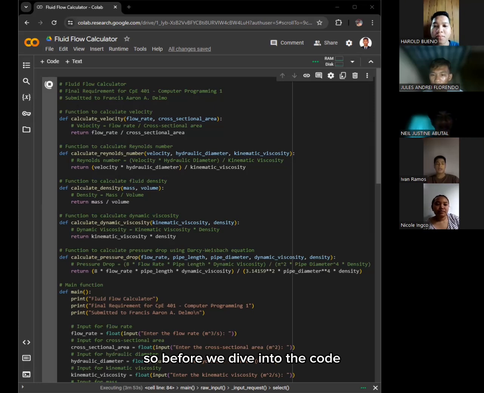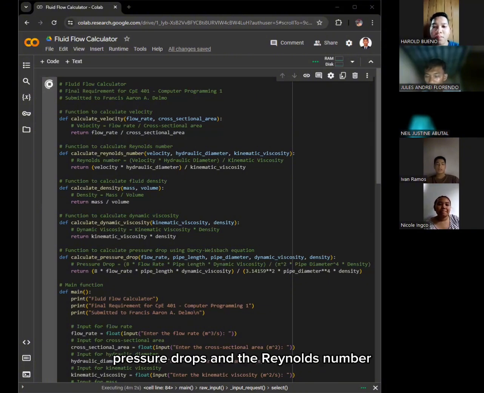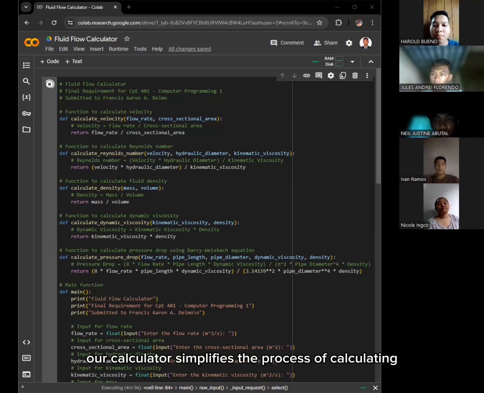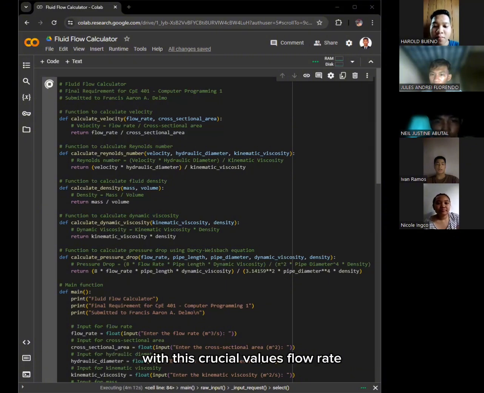Before we dive into the code, let's briefly cover some key concepts in fluid dynamics. Understanding flow rate, viscosity, pressure drop, and the Reynolds number is essential for designing pipes and various systems that involve fluids. Our calculator simplifies the process of calculating these crucial values.